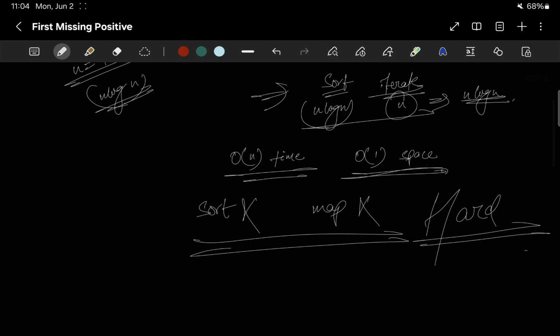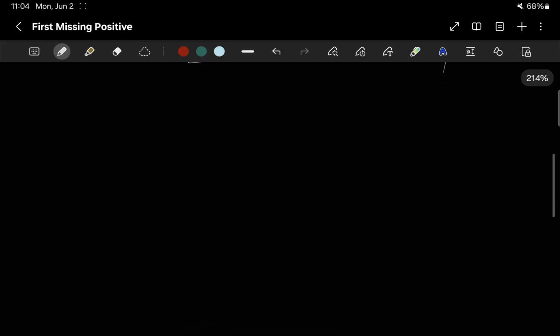Okay, so if you see that it's something that we can leverage here, we can leverage index. Okay, how do we leverage index? So if you see, you have a nums array, right? It has some elements. Okay, so let's say it has all positive. Let's take the best case scenario, 3, 4, 5.